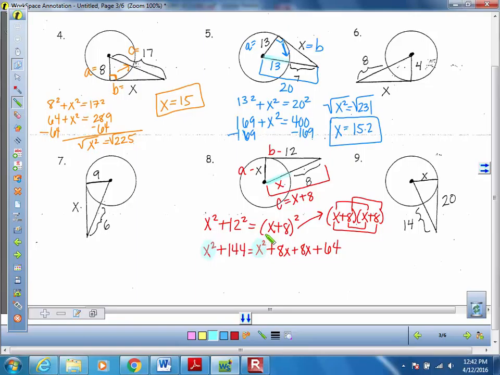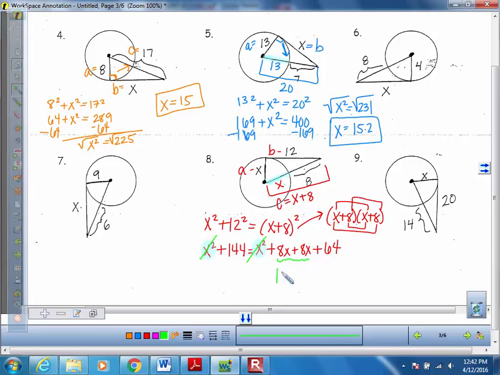Okay, you don't actually have to factor. Because if we have an x squared on both sides, what's going to happen when we move it? It cancels out. So these are actually going to go away. There's no factoring involved in this. So let's combine our like terms. 8x and 8x give me 16x.